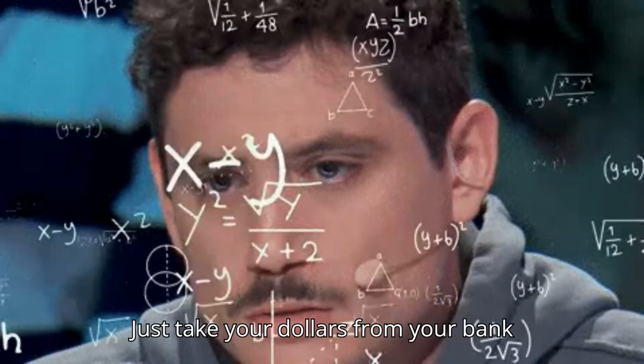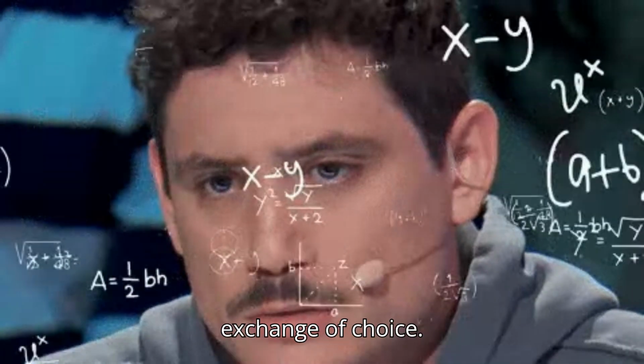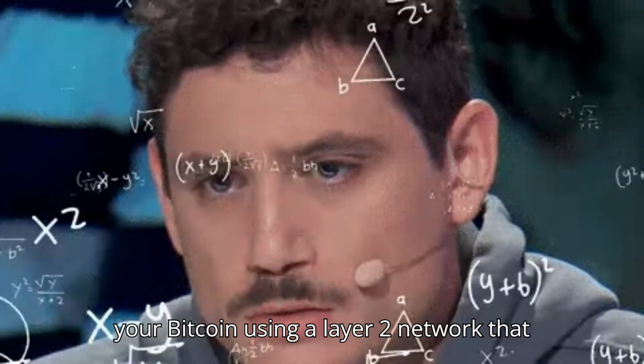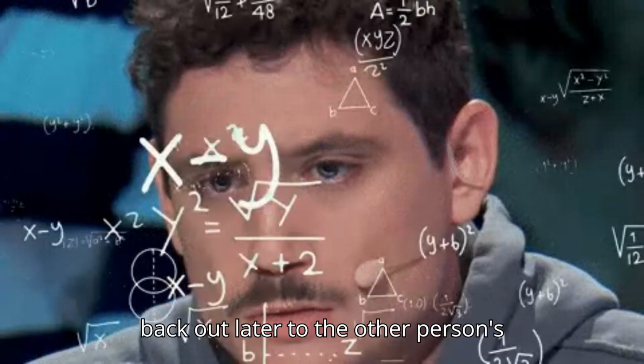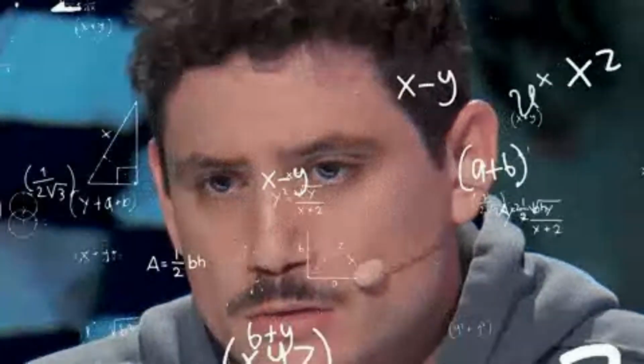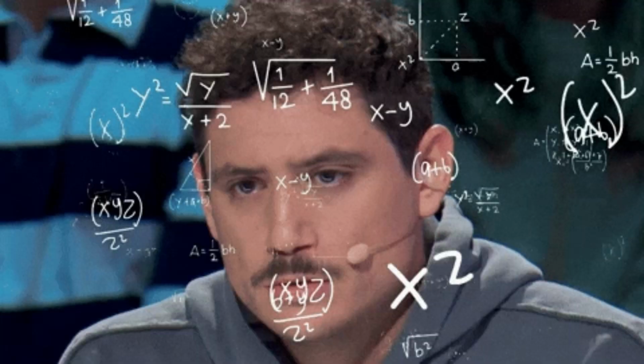Just take your dollars from your bank electronically and send them to your exchange of choice. Then move it to a wallet that can bridge your Bitcoin using a Layer 2 network that is faster. And then on the other end, it's bridged back out later to the other person's wallet. No worries. Then they use their exchange to transfer to their cold wallet. And then back to their bank and their currency. Simple.